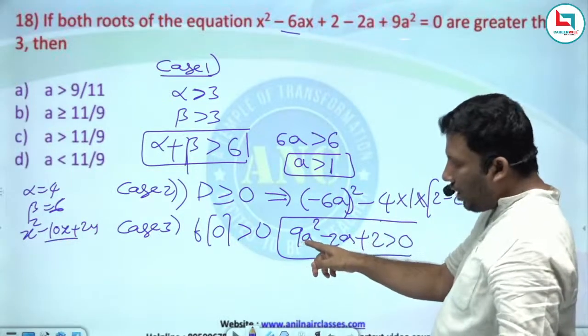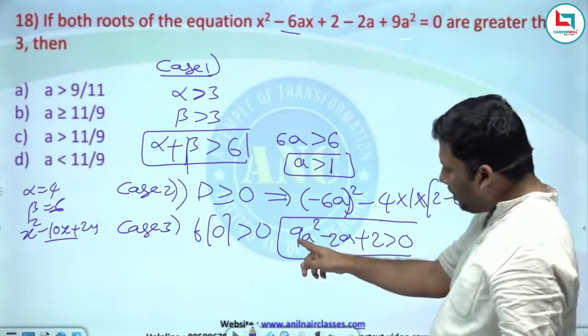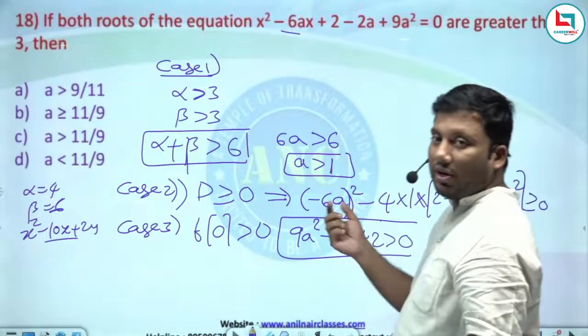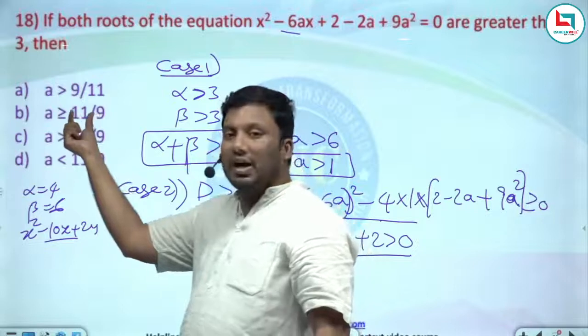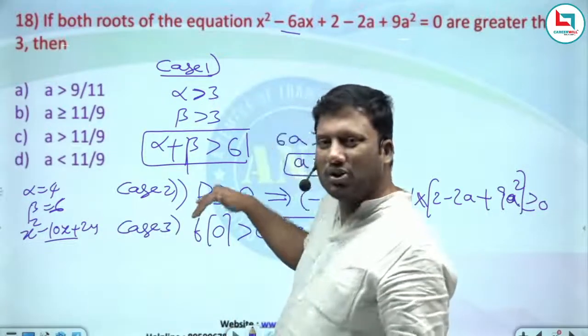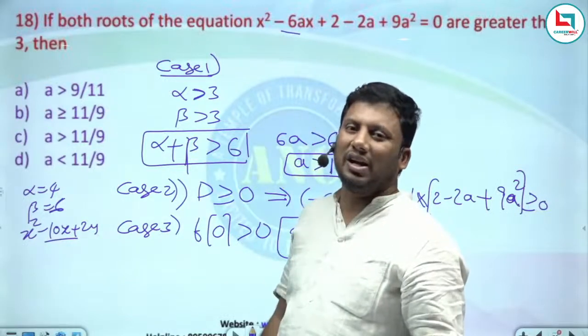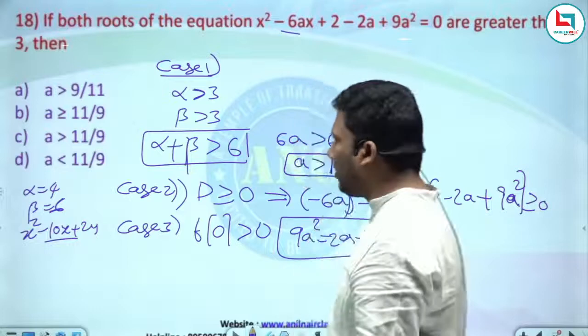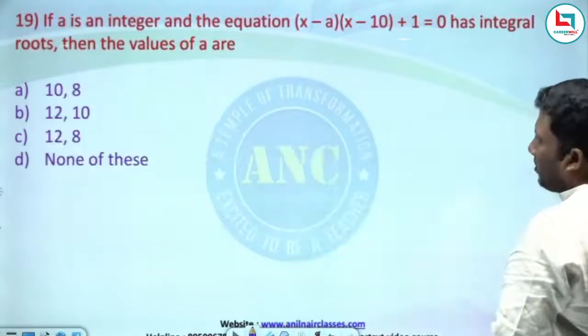Here also 1.1, 1.2 into 9, 10.8. It is also getting satisfied. Check it out. If it is getting satisfied, at 11 by 9, all the three options will be out. Case 1, 2, 3. If you do like this, it will be a little time consuming. Do not do like this. Go by the answer option approach.